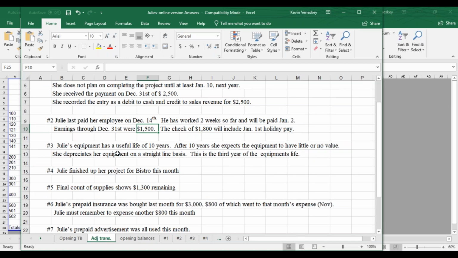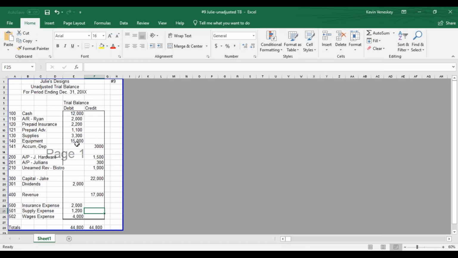But there's no need for a lot of dead space in a video when you can simply pause. Julie's equipment has a useful life of 10 years. She depreciates it straight line basis. That's all we've done so far, so that is standard. This is the third year of the equipment's life. Let's go back to our original trial balance and see if that makes sense.